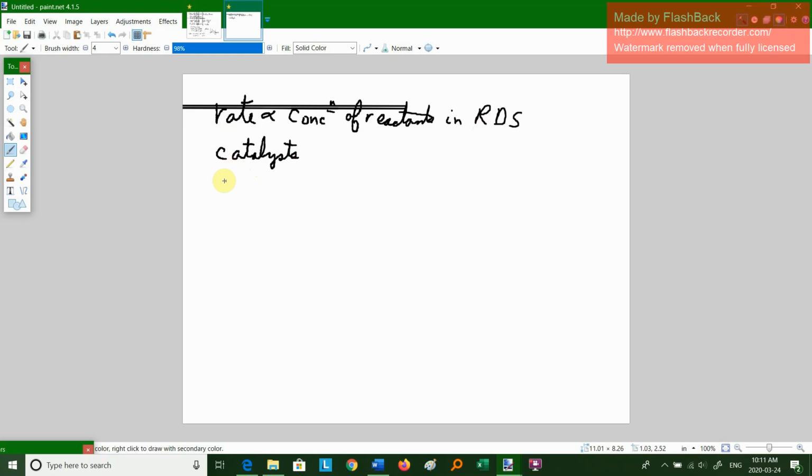Catalyst, right? They speed up the rate of the reaction without being seen in the overall reaction. They are seen in the elementary steps that make up the reaction mechanism.